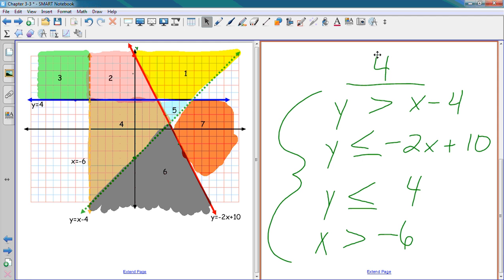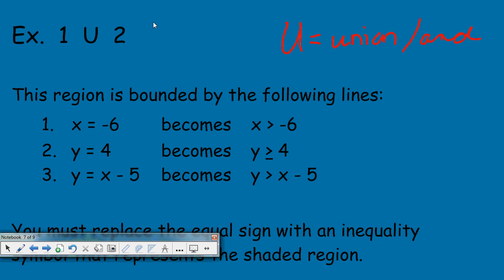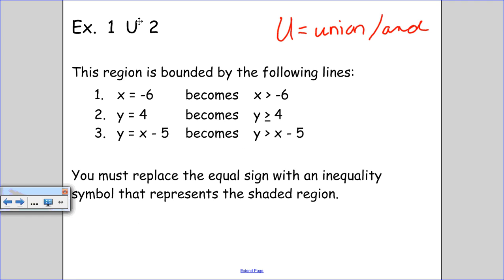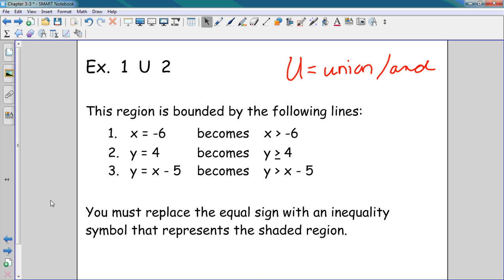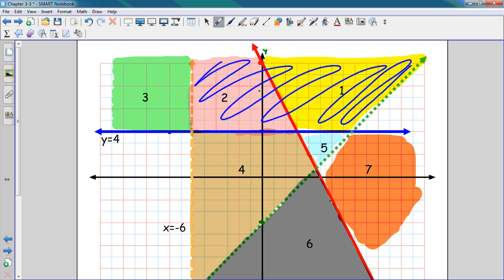Awesome. Now, there's one other thing we need to talk about real quick. Union. 1 union 2 just means the joining of the two regions. Meaning you have to come up with the boundaries or the system for the region that bounds union 1 and 2. For example, if I go back to my graph, 1 union 2 is just this blue squiggly right here, isn't it? It's just those two together.